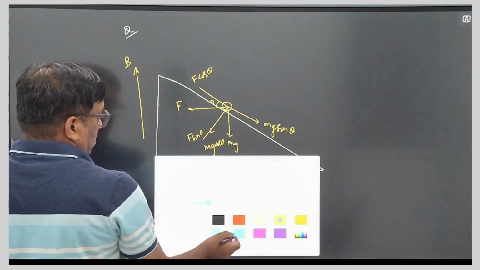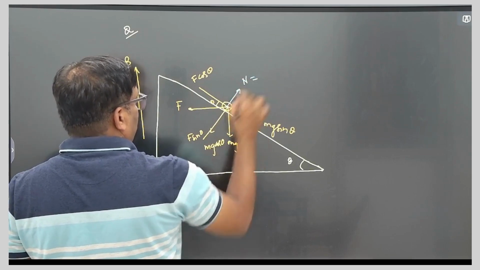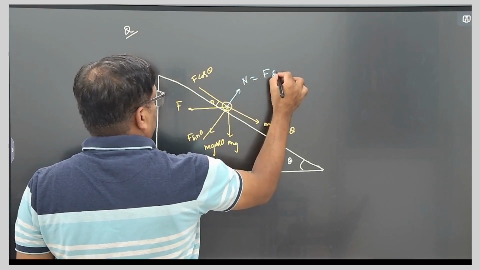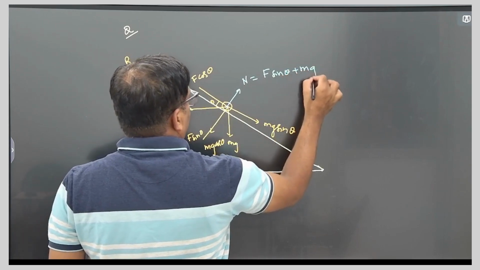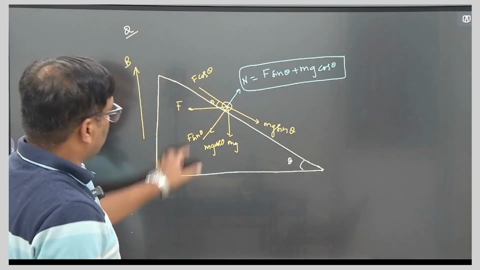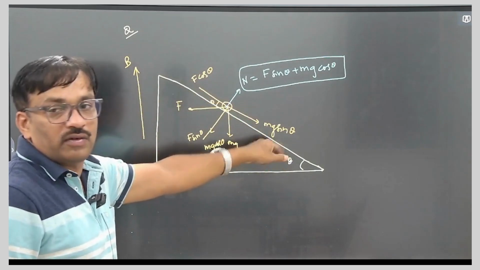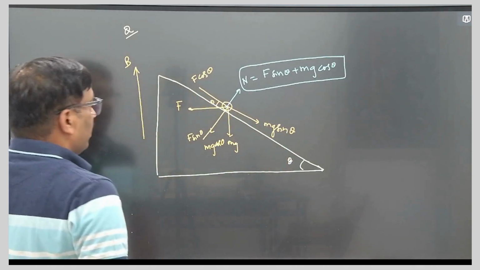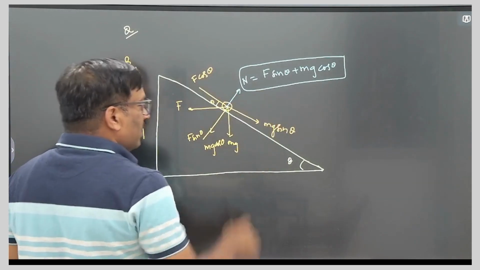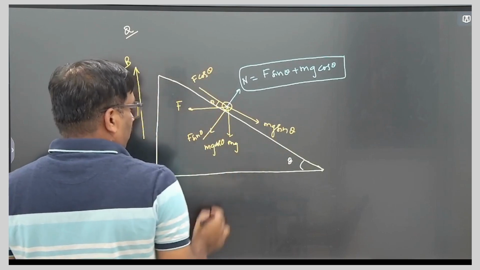Sometimes they may ask you what will be the normal reaction here. Normal reaction, what can you write now? F sin theta plus mg cos theta. We don't want this normal reaction now. We want this object to either remain at rest or fall down with a uniform speed, right? That means what will happen now? Downward force should be equal to upward force.